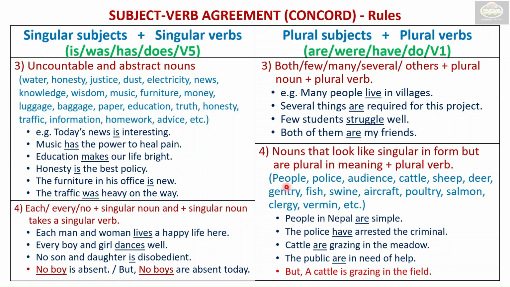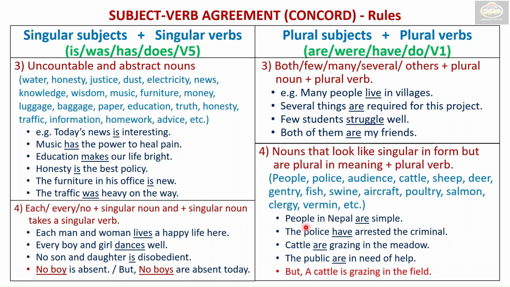Examples: people, police, audience, cattle, sheep, deer, gentry, swine, aircraft, poultry, salmon, clergy, vermin, etc. These all are plural nouns. Gentry means powerful or upper class social members, upper class people in a society. These all are plural subjects and we have to use a plural verb with these subjects.